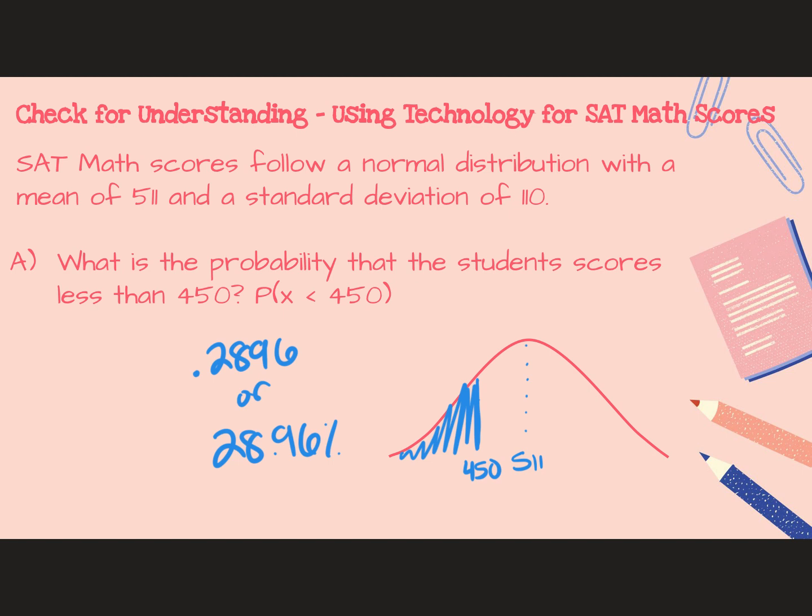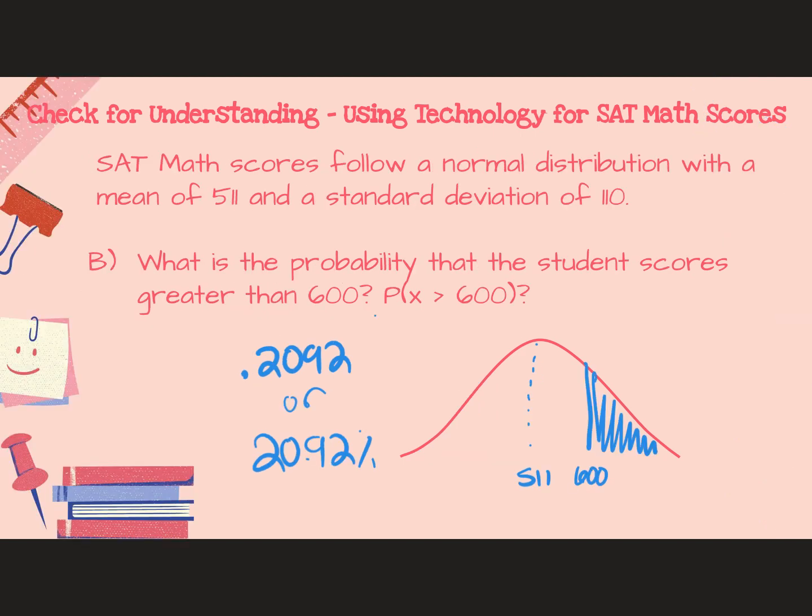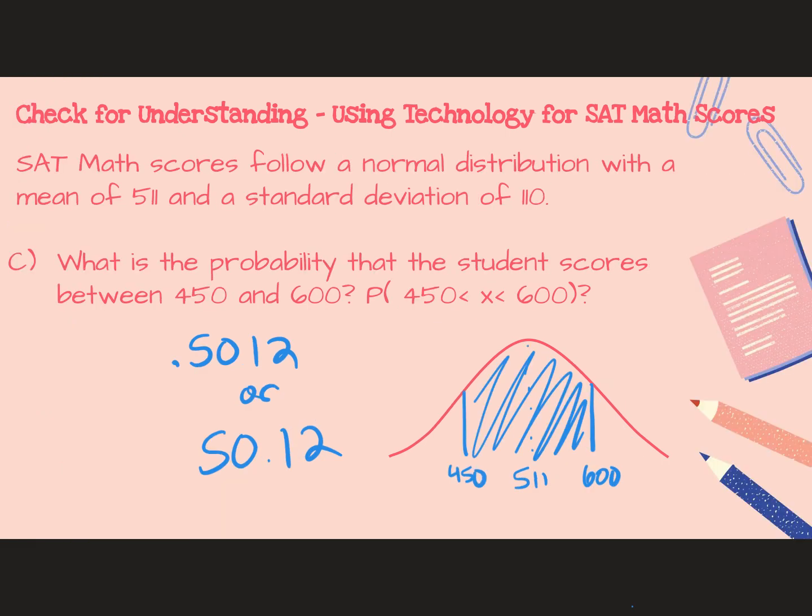Okay, hopefully you got a chance to try those. When we're looking for area to the left, less than, and we use our normal CDF in our calculator, we should get 0.2896 or 28.96%. We're looking for to the right of 600, put that in our calculators. We should get 0.2092 or 20.92%. And when we are looking in between that 450 and 600, we're going to have 0.5012 or 50.12%.